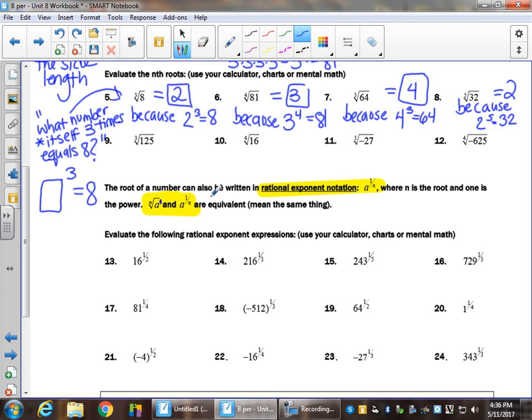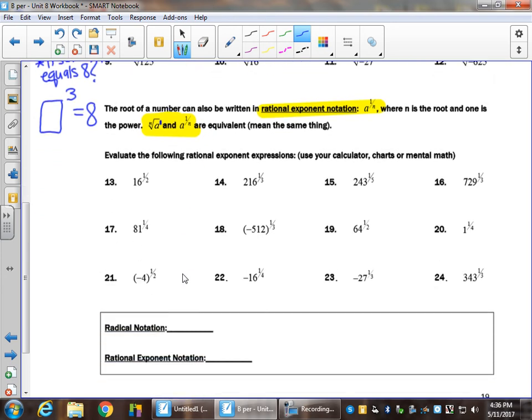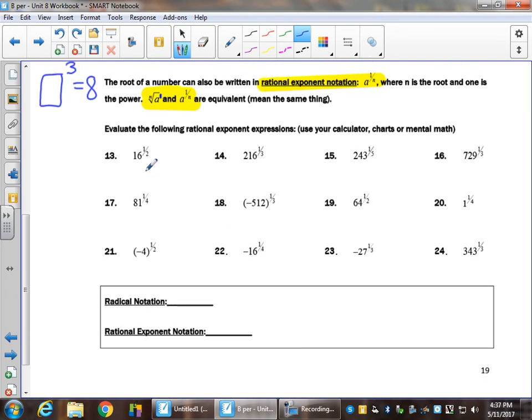The best way to get comfortable with how we move between these two notations is to practice. So we have 9 here to practice. Again, I'll be doing roughly half with you, and then the other half will be for you to try, and we'll check in with each other. So let's start with 13. 16 to the 1/2.